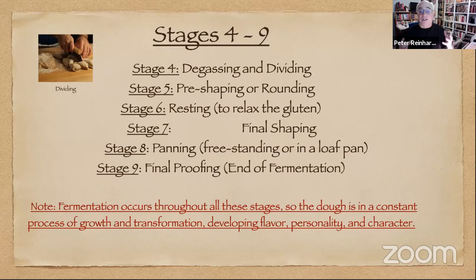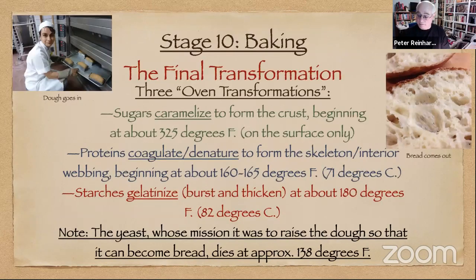And so we know that not only has it been growing, but it's been developing personality and character through the flavors that have been released through fermentation, the alcohol flavors, the acid flavors, the breakdown by enzymes of the starches and the proteins. All of that is releasing flavor. And so this is all happening through these stages. But then we come to the final transformational stage, baking. And this is where really it all changes radically again. Remember our definition of transformation, a radical change.